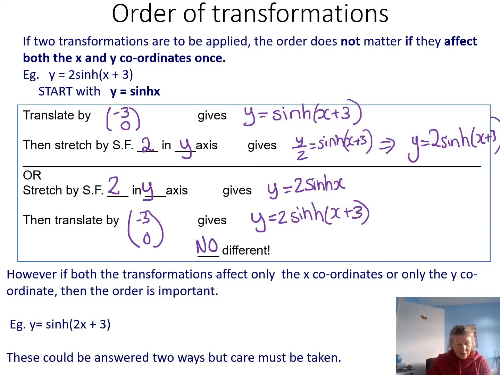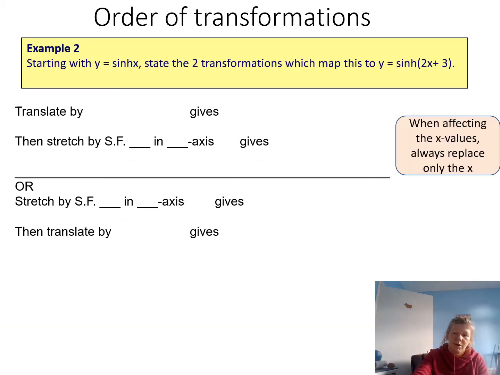Those both affect the x, don't they? There's a stretch and there's a translate. So we can answer them in both ways, but care must be taken. So here we go. Starting with sinh x, state the two transformations which map to that. If we've gone for the translate first, we can see the translate is going to be, again, minus 3.